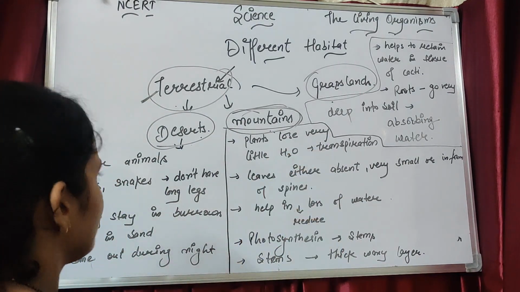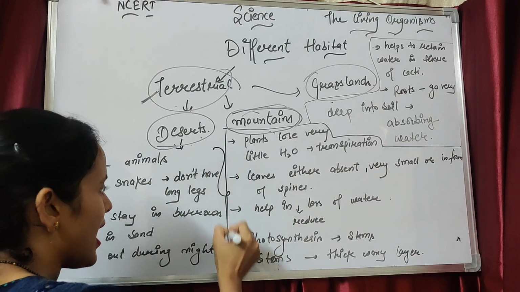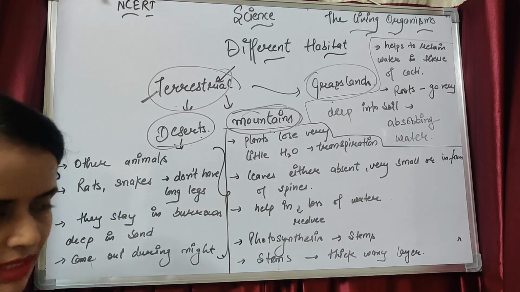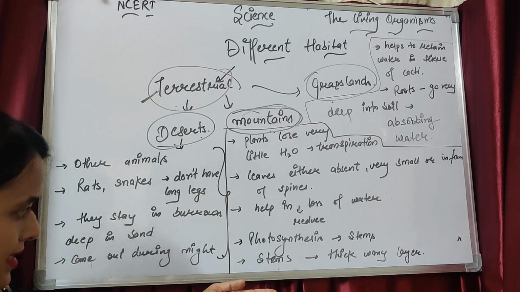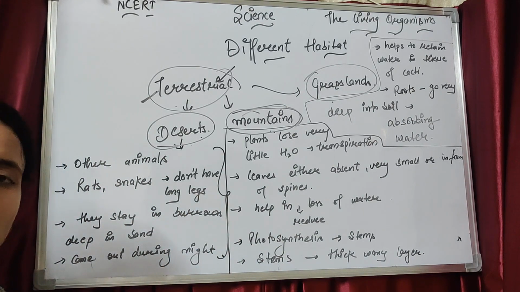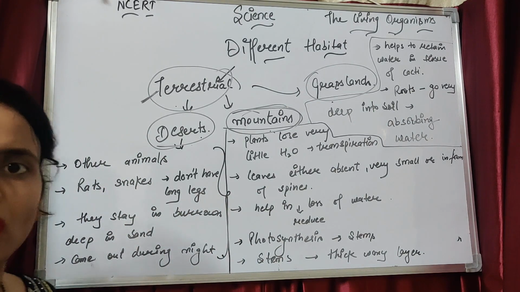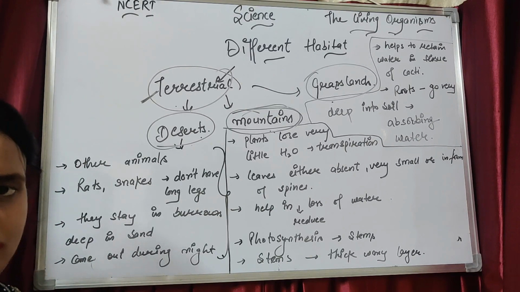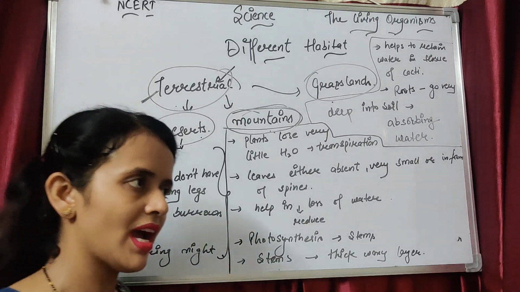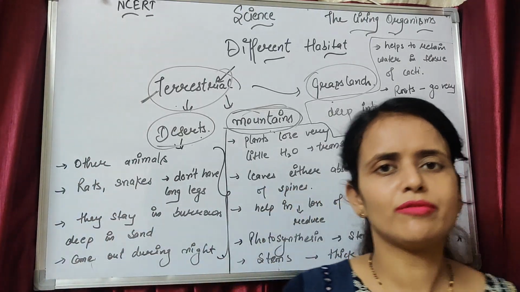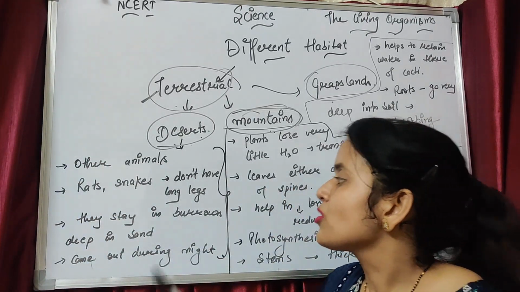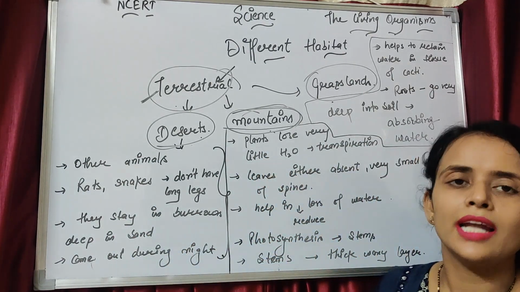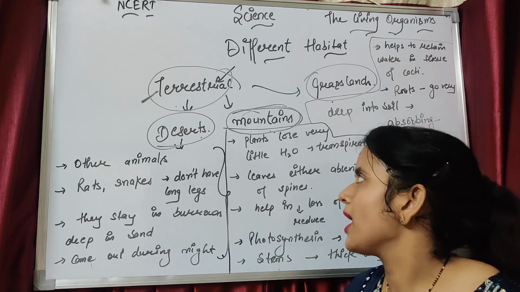Next, these were the animals. How do animals survive in the desert other than the camel? The camel survives easily, having long legs that protect it from the heat of the sun. But other animals don't have long legs. So how do they protect themselves from the heat of the sun? They stay in the burrow deep in the sand. They come out during the night. Clear? So let's come to the plants.